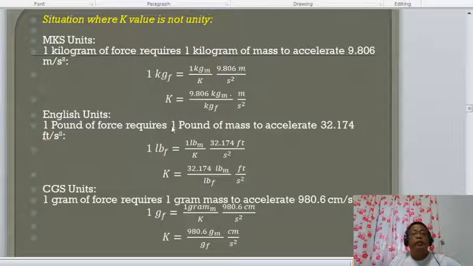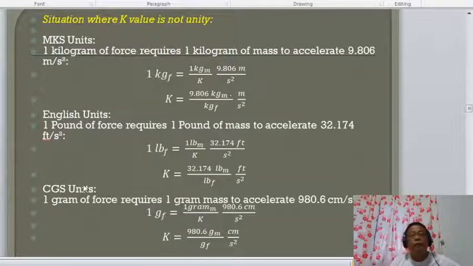So take note, this is another non-unity value. Now, in CGS, take note that previously the unit of force was the dyne. By this time, we are now using the gram force. Take note, CGS is centimeter-gram. Okay, we are now using the gram force here.